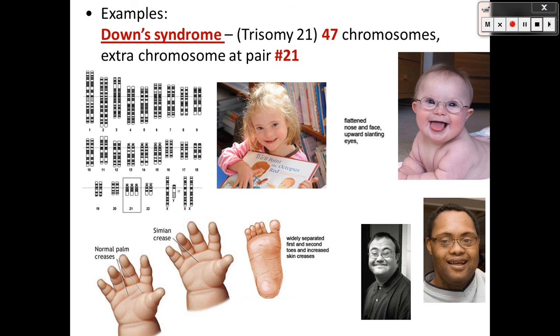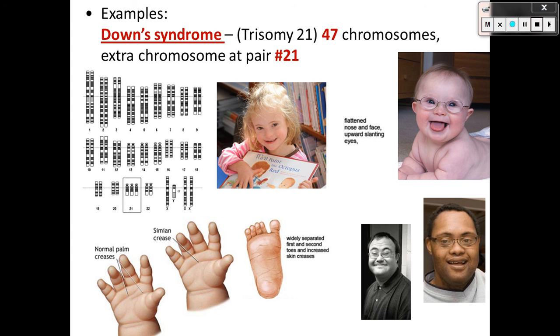Also, some other minor things: they don't have normal palm creases, like you see in that baby hand. They have what we call a simian crease, which is usually just one line across the center of their hand. They also have more skin creases on their feet, and their big toe is wider set from the rest of the other toes. So those are some minor things like that.